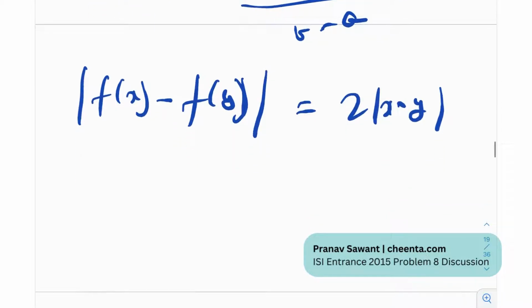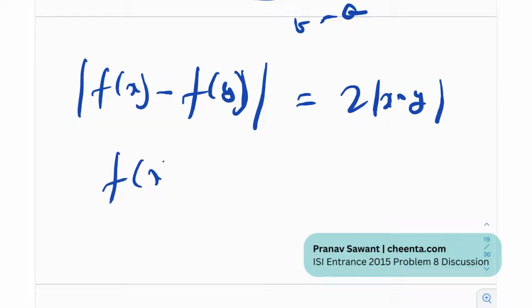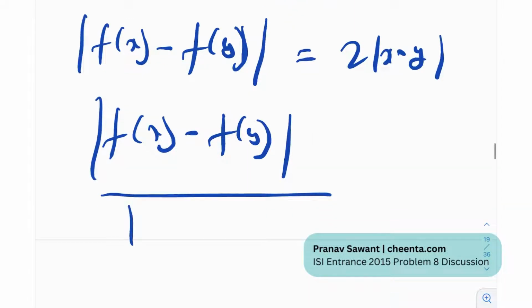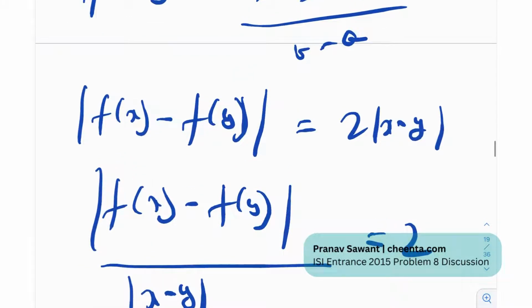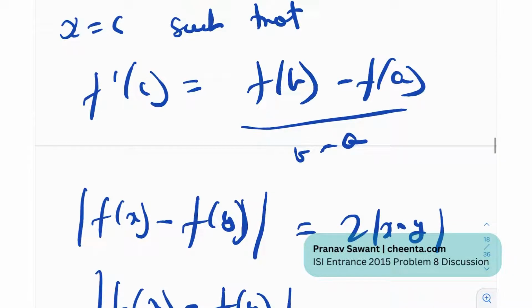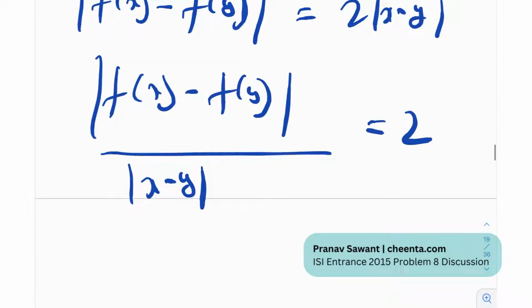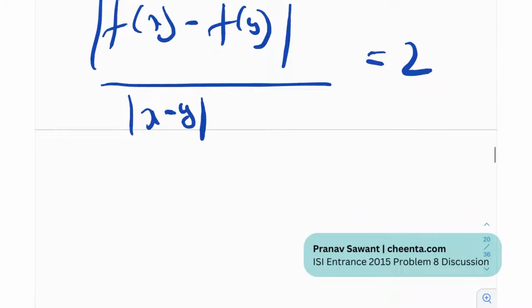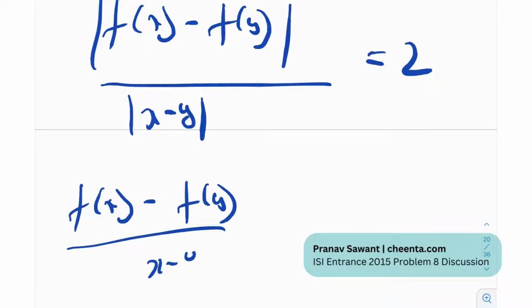And what really happens over here is I can just rewrite this as mod of this thing divided by mod of x minus y is equal to 2. So essentially f prime c is taking the value of 2, and pretty much we have similar things like this, other than the fact that we have a modulus sign over here. So essentially f of x minus f of y divided by x minus y is equal to plus or minus 2.